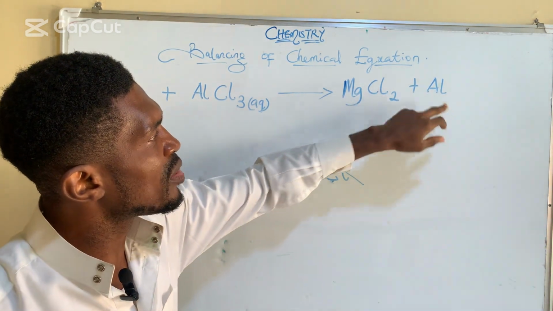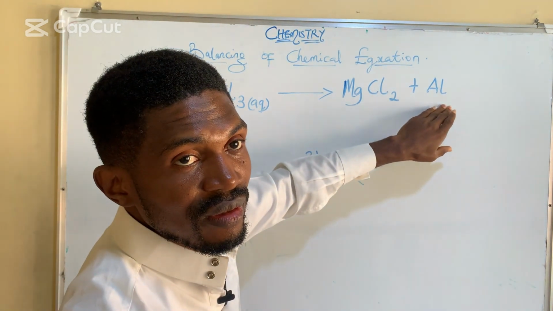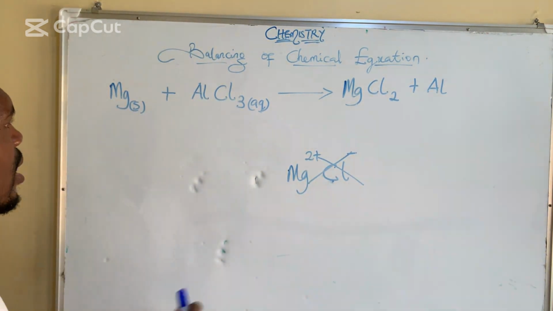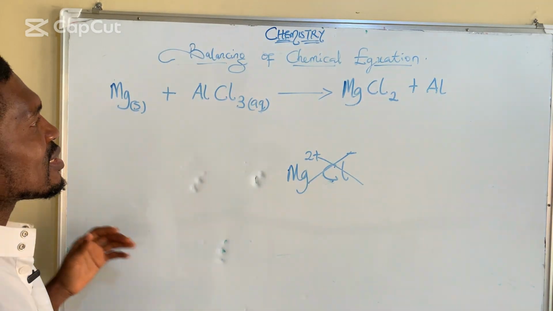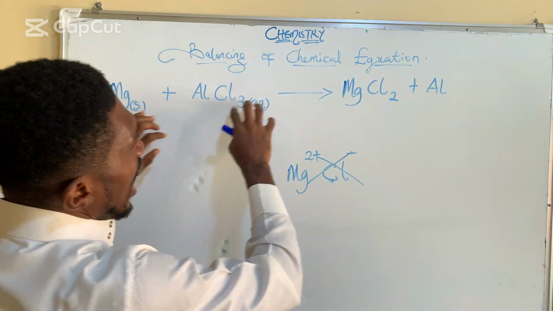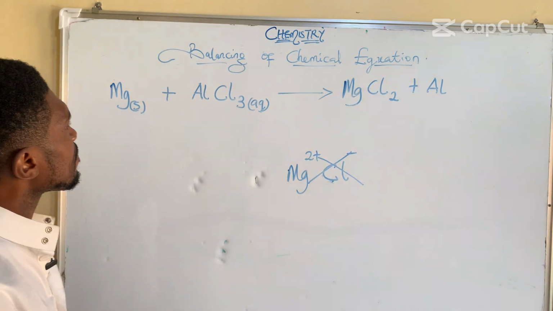Then the next one is aluminium. This is how to write aluminium. But then let's go to the next step. The next step is to check if the equation is balanced, that is, if the number of atoms of each element on this side is exactly the same as the number of atoms on the other side.